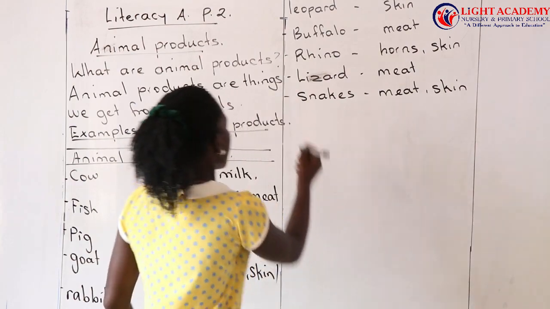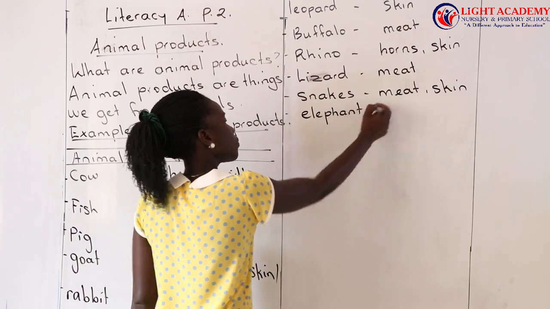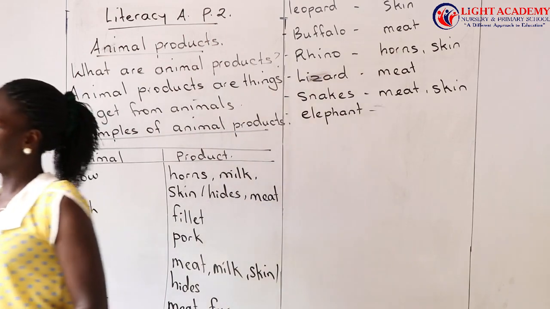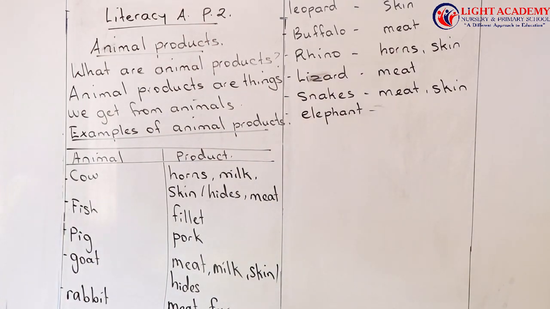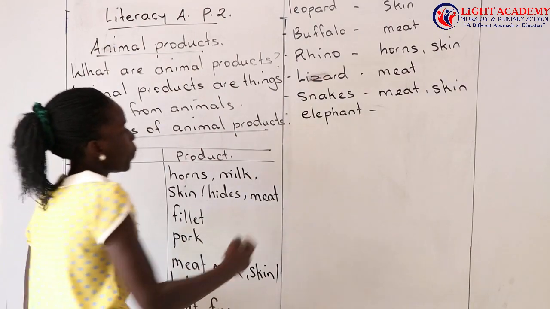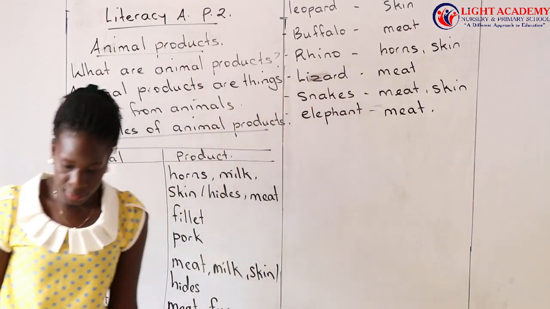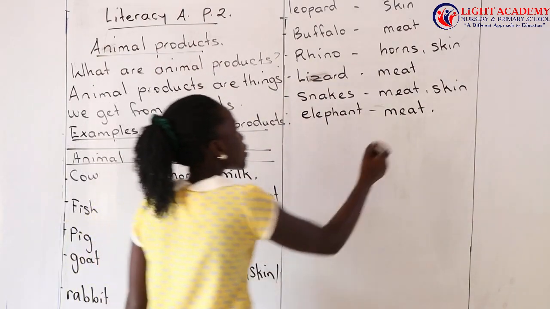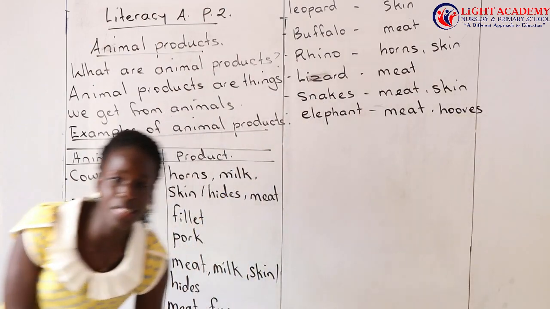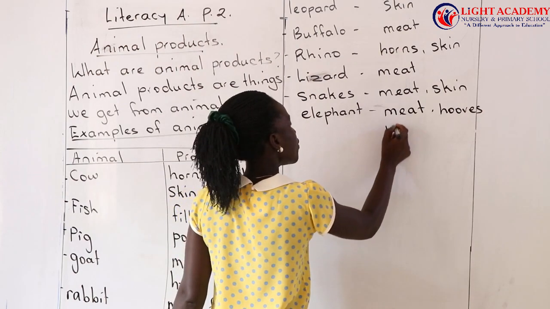And then we also have another animal called the elephant. The elephant is also important for people, by the way. You look at it, it's really huge, but there's something that people get from it. And what do people get from the elephant? People get what you call meat. They eat the meat of the elephant. People get their hooves, those things that look like shoes on their legs. Those are the hooves. Then people also get what you call the ivory.